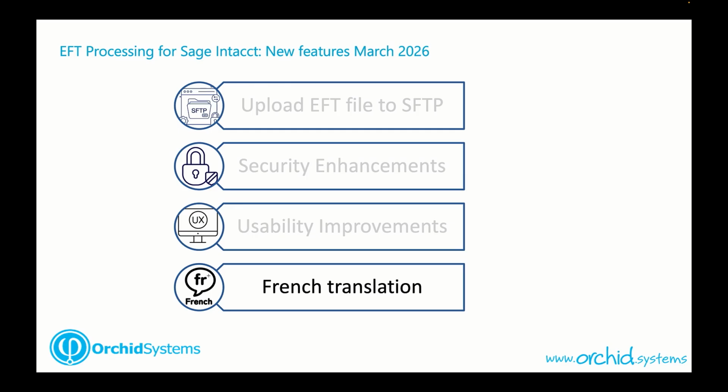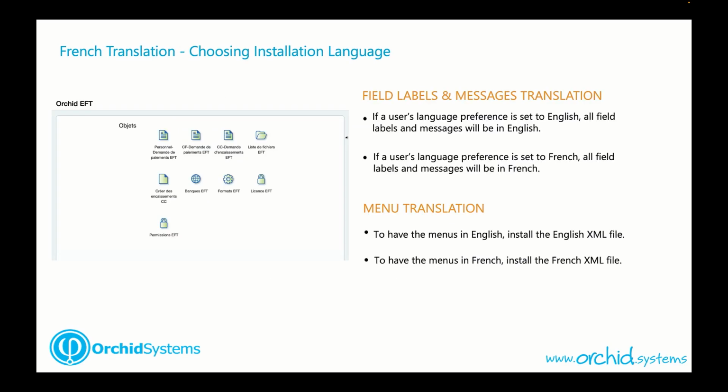One of the new features in Orchid's EFT processing for Sage Intacct is the French translation. With the new installation, if a user's language preference is set to English, all field labels and processing messages will be in English. If a user's language preference is set to French, that is both French France and French Canada, all field labels and messages will be in French.